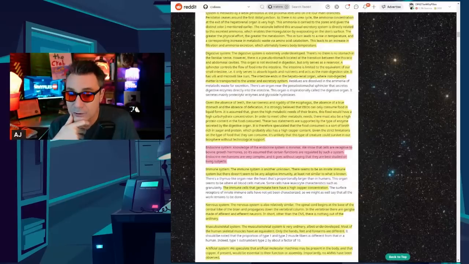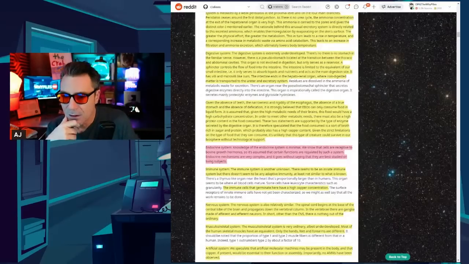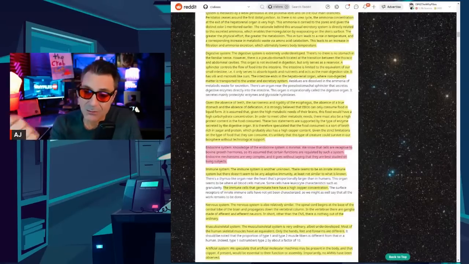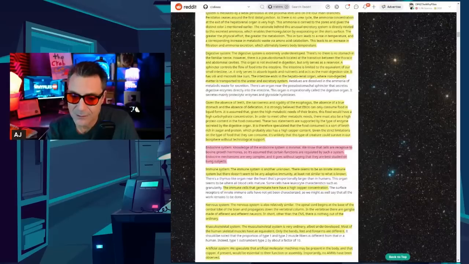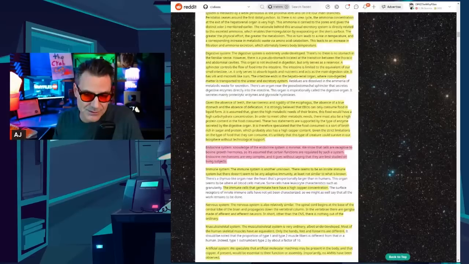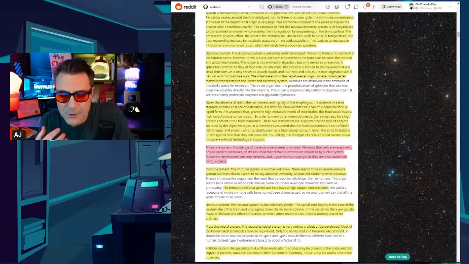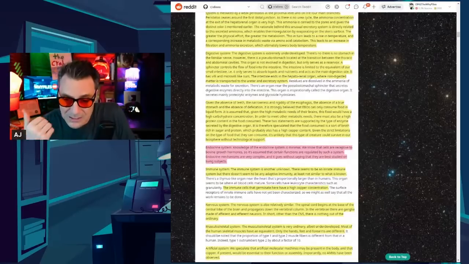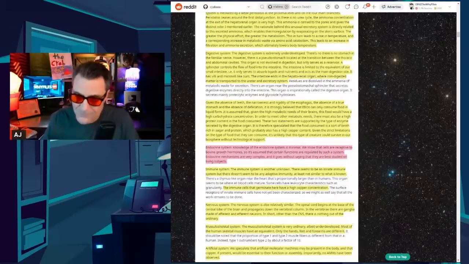Residues are dissolved in the ammonia and metabolic waste for excretion. There's an organ that secretes digestive enzymes directly into the intestine. So I guess nothing in the mouth, right? No, I mean, there's no tongue, so there's no teeth, so not a lot of solid food. Oh, he kind of says that. No tongue, no salivary glands, so no beginning of the breakdown of food in the mouth. I guess it just goes into this storage cavity, and it starts to get broken down then.